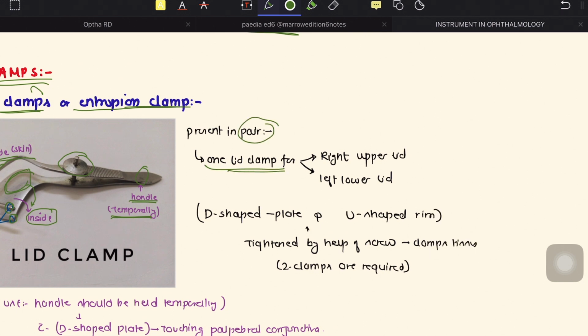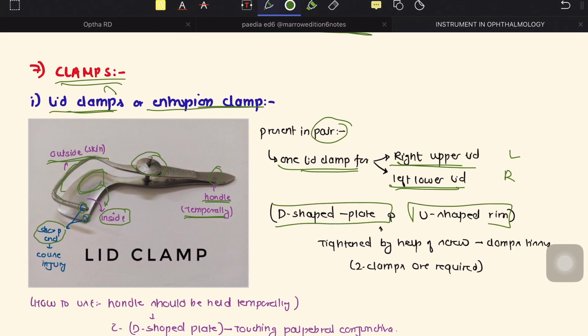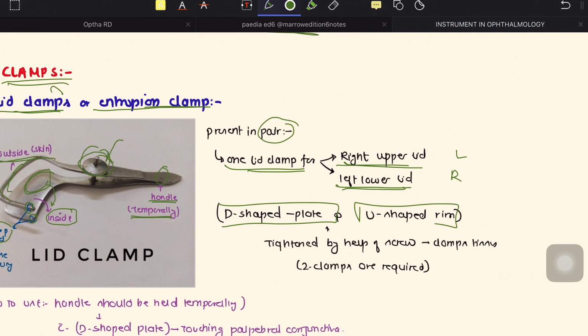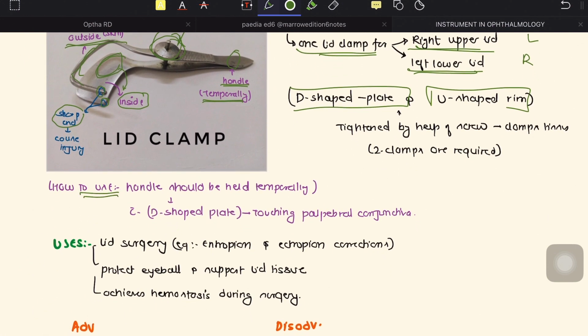One lid clamp, for example, if it is used for the right upper lid, then it can be used for the left lower lid, or it can be used for the left upper lid and right lower lid, and vice versa. As I said, there is a D-shaped plate and a U-shaped rim. The D-shaped plate is kept on the inner margin at the conjunctival side, and the U-shaped rim is kept on the outside margin at the skin side. It has a clamp-like mechanism. This screw-like mechanism can be used for clamping, and via clamping, it can be used to achieve hemostasis as well.